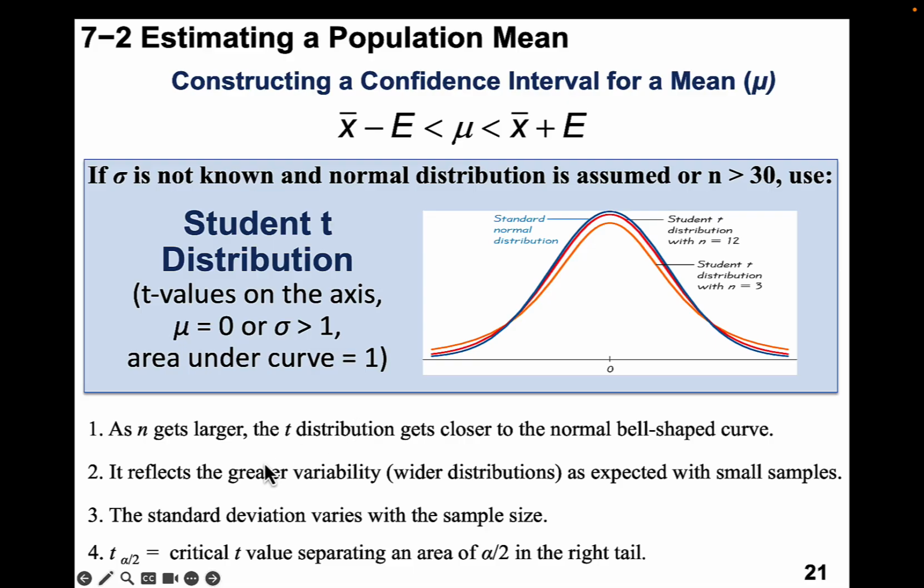And we're used to z sub alpha over 2. For the student t distribution, it would be t sub alpha over 2. That will be our critical t value, separating an area of alpha over 2 in the right tail.